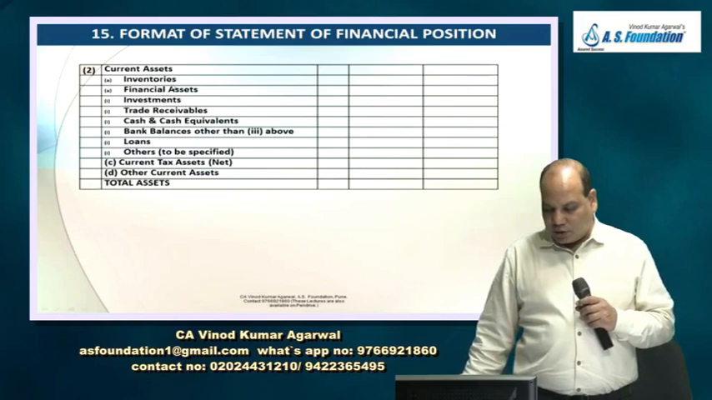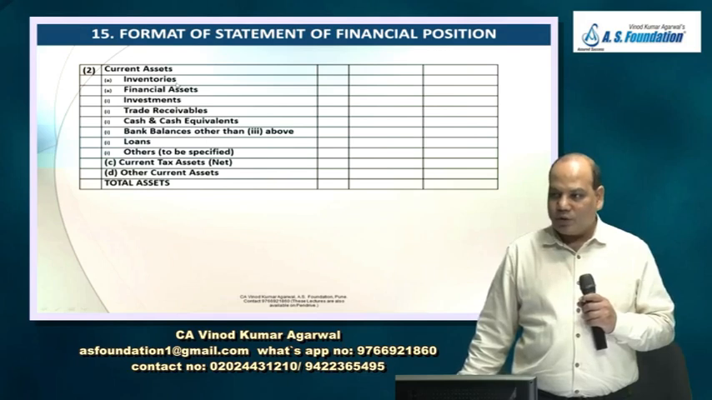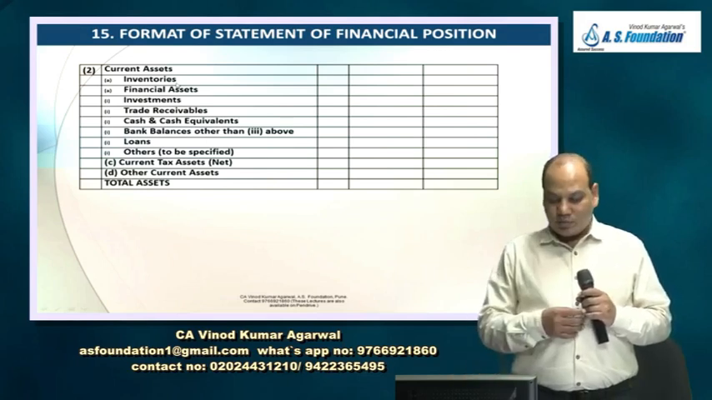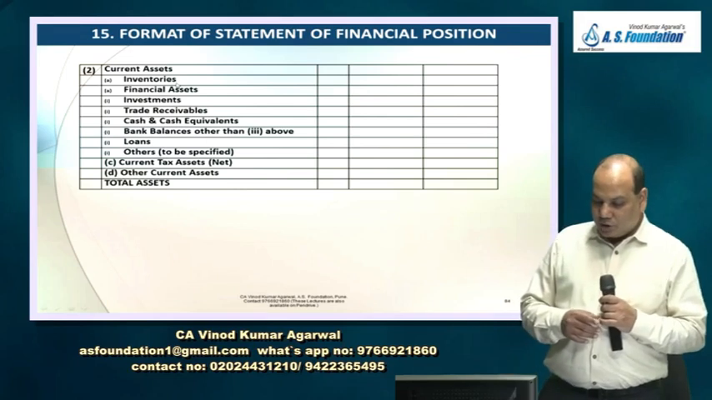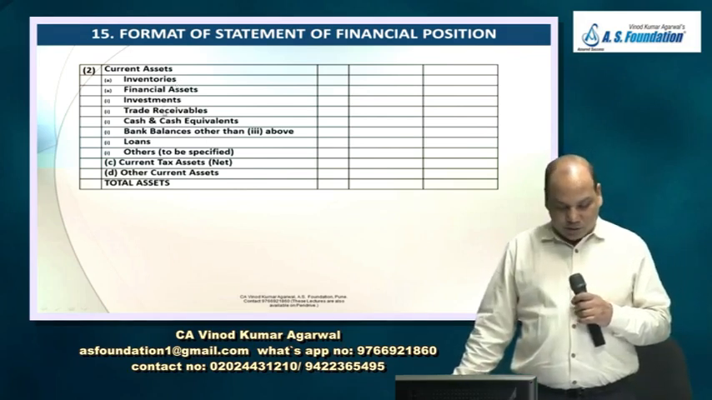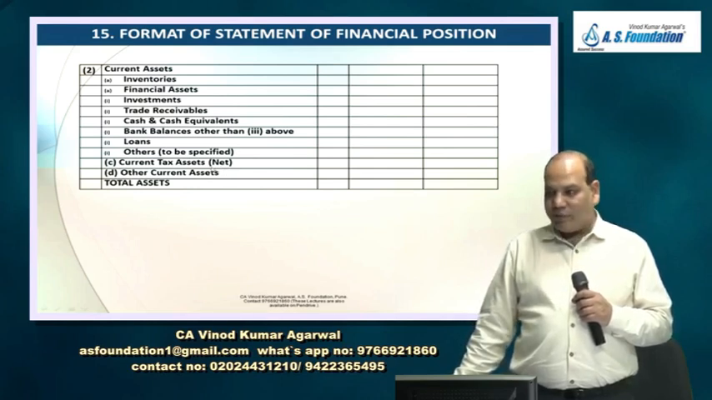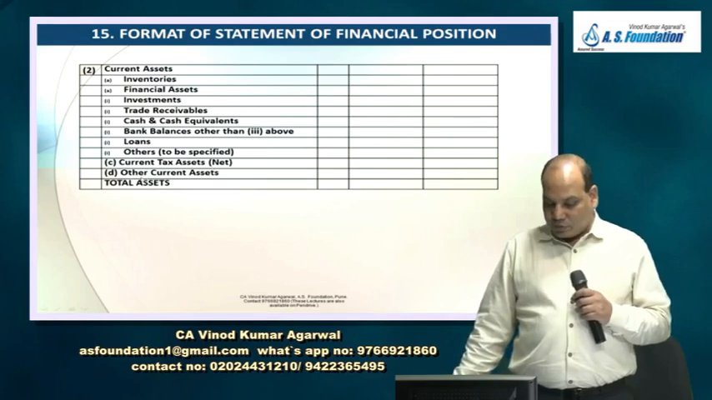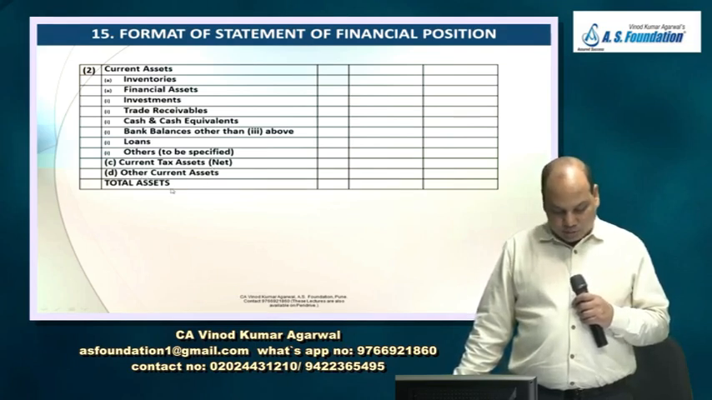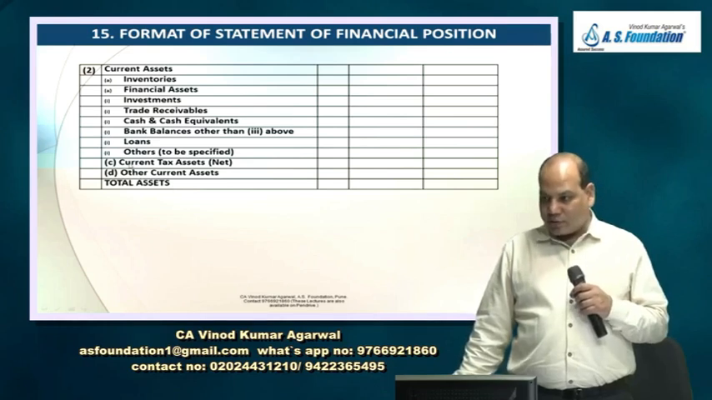Current assets will have the following items. You can always add any more line item which is not printed here if you think disclosure of that is required, like inventory, financial asset. Under financial asset, you have investment, trade receivable, cash and cash equivalent, bank balance. Then you have loans, others. Then current tax assets, net. Net means net of advance tax or net of provision. Other current asset, total assets. So this completes my asset side.